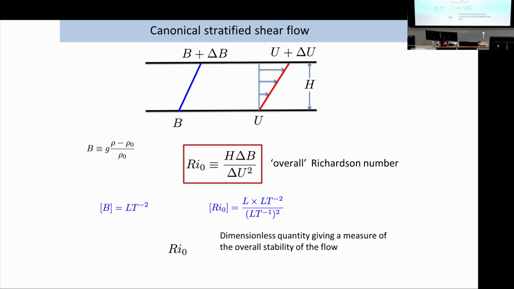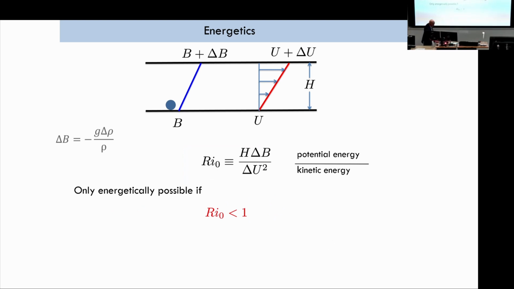And from that you can construct a parameter called the Richardson number, which is the depth of the duct times delta B times delta U squared, and that's a dimensionless quantity. Okay? It just tells you the overall stability of the system. And you can think about it in energetic terms.